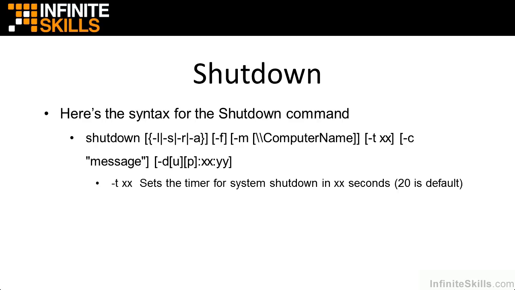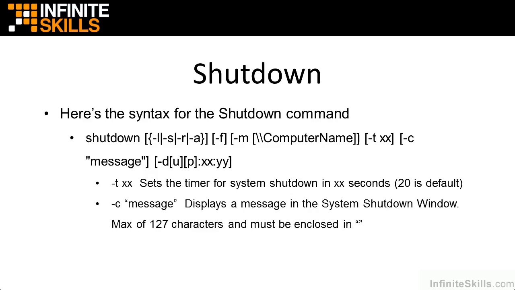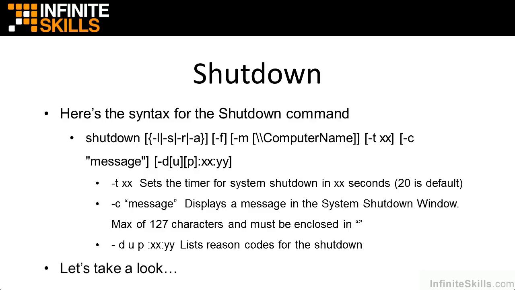So you can say shutdown in 40 seconds, 45 seconds. Now 20 seconds is the default. If you don't mention anything about the T switch, it's going to give it 20 seconds and it's going to go down. Then the C switch with my message, this will display a message in the system shutdown window that appears to the user. Now you can put 127 characters there. Whatever you put there has to be enclosed in quotation marks, double quotes. And then the D, the U, and the P switch with the X's and the Y's, you can list reason codes for the shutdown if you would like.